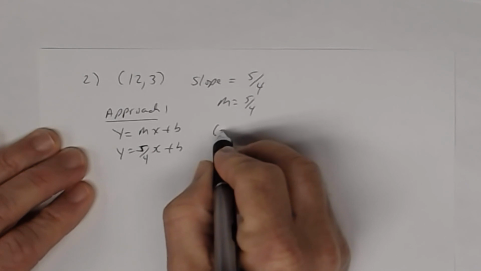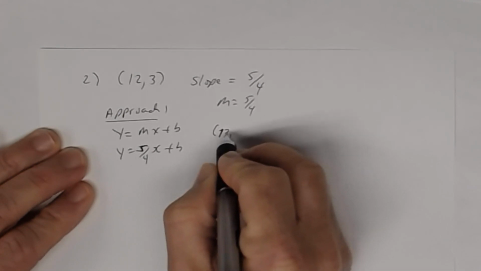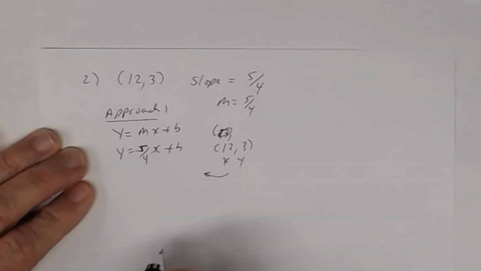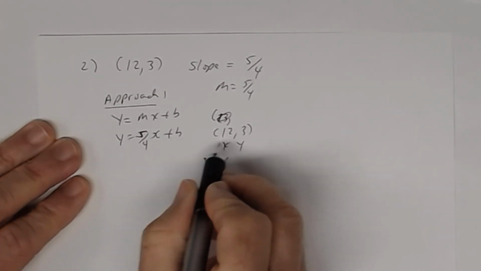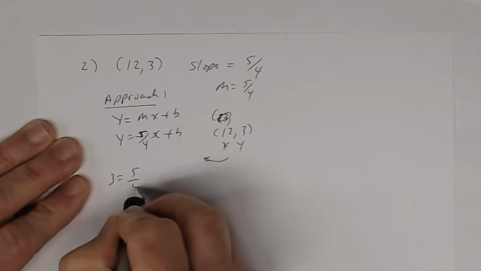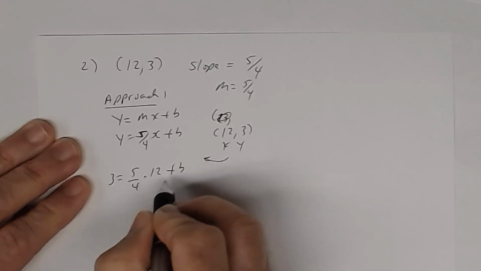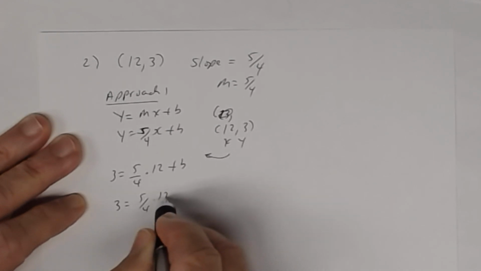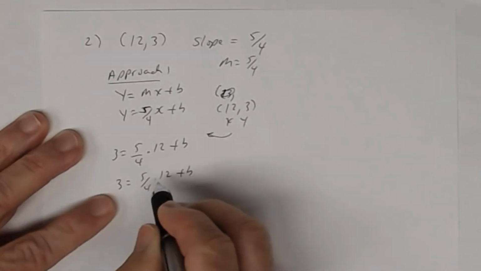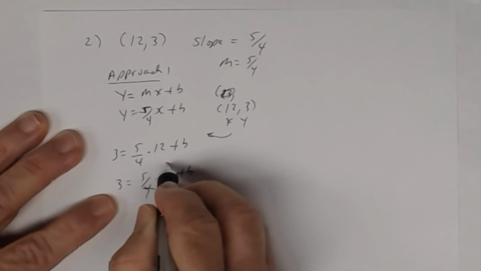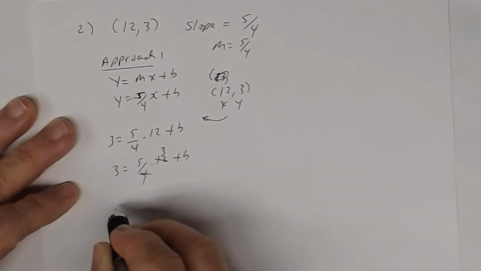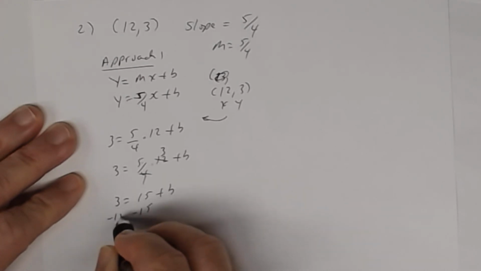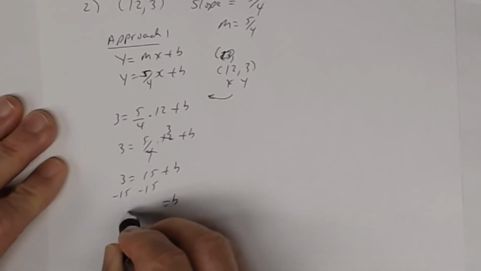A point on that line is (12, 3), so there's your x, there's your y. You're going to substitute that. So y is 3. I get 3 equals 5/4 times 12 plus b. Let me rewrite this over. 5/4 of 12: 4 into 4 is 1, 4 into 12 is 3, 5 times 3 is 15. So I get 3 equals 15 plus b. Subtract 15 from both sides, and I get b equals negative 12.